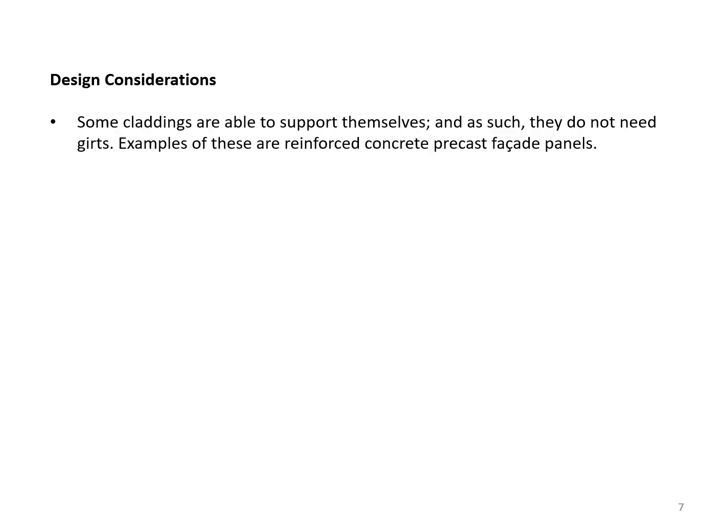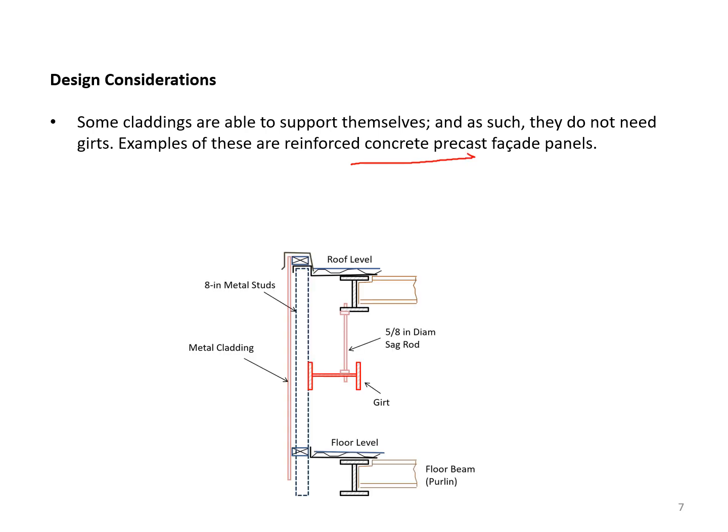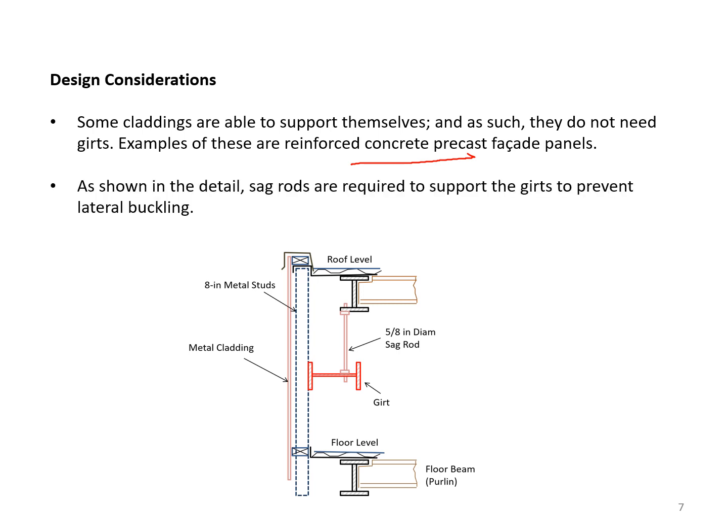Design considerations. Some claddings are able to support themselves, and as such they do not need Girts. Examples of these are reinforced concrete precast facade panels. Let's put back our detail again. As shown in the detail, sag rods are required to support the Girts to prevent lateral buckling. In this special case, we are using rods with 5/8 inch of diameter.